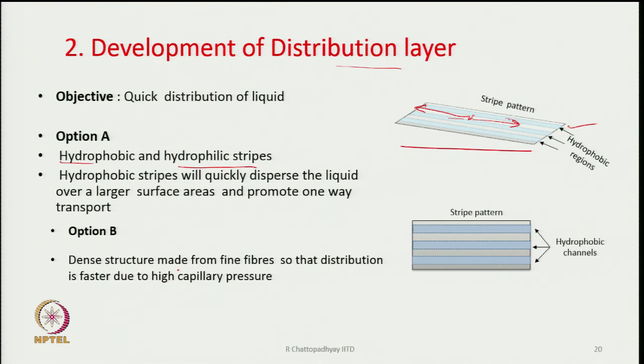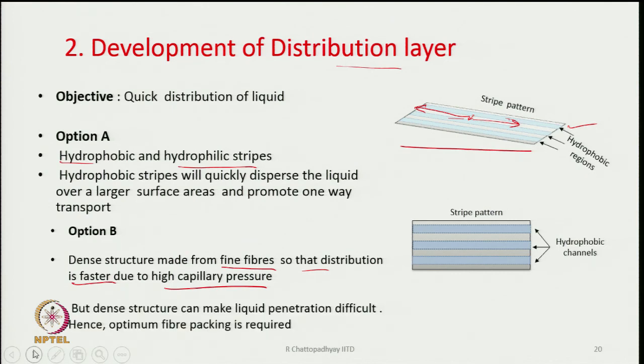Option B is a dense structure made from fine fiber, so that distribution is faster due to high capillary pressure. That can also be done, but a dense structure can make liquid penetration difficult, hence optimum fiber packing is required. Generally, this is what is followed.